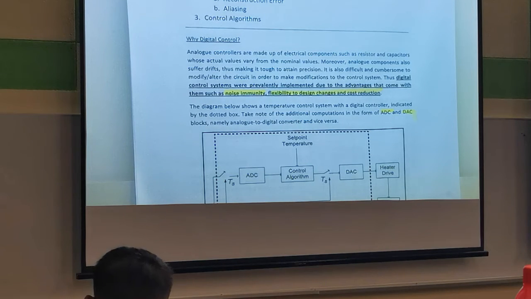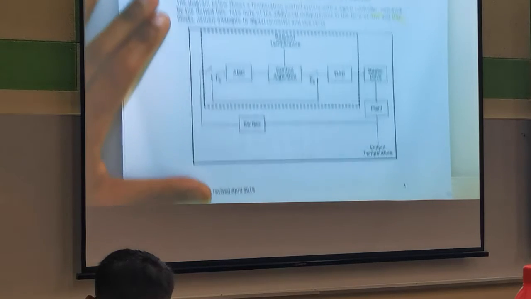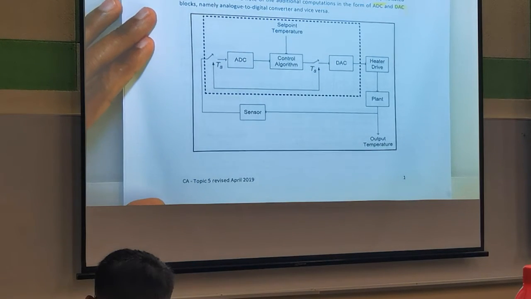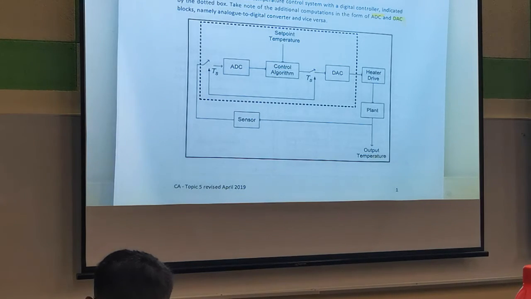And noise immunity is all the additional programming that you can write to reject the noise. It all comes together with the algorithm. So because of this, what we have is this kind of block diagram.